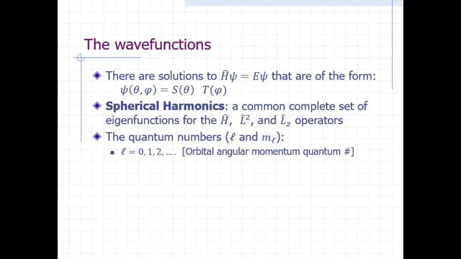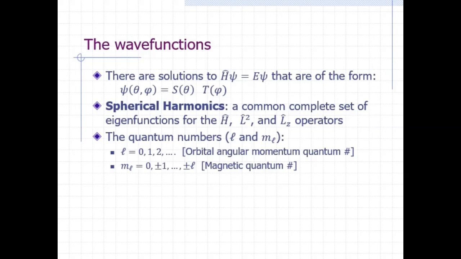The quantum number L, known as the orbital quantum number, is restricted to non-negative integers. For a given L, the quantum number m sub L is restricted to integer values from negative L to positive L. We will encounter spherical harmonics again when dealing with the hydrogen atom later in the course, and we will learn that the m sub L quantum number gives us information about the magnetic properties of atoms. It is for this reason that the m sub L quantum number is also known as the magnetic quantum number.